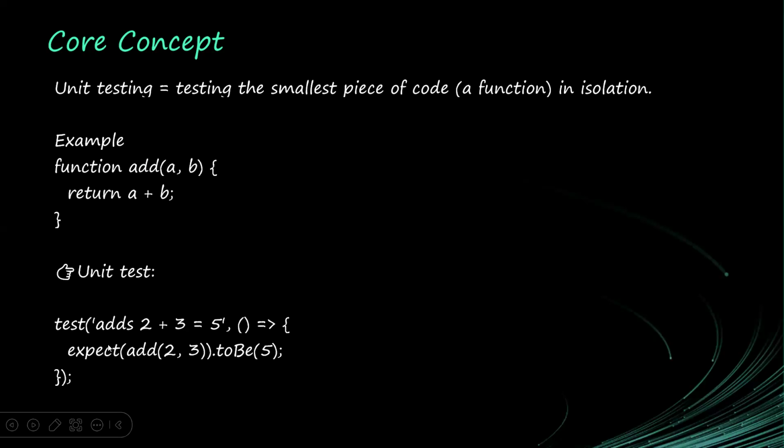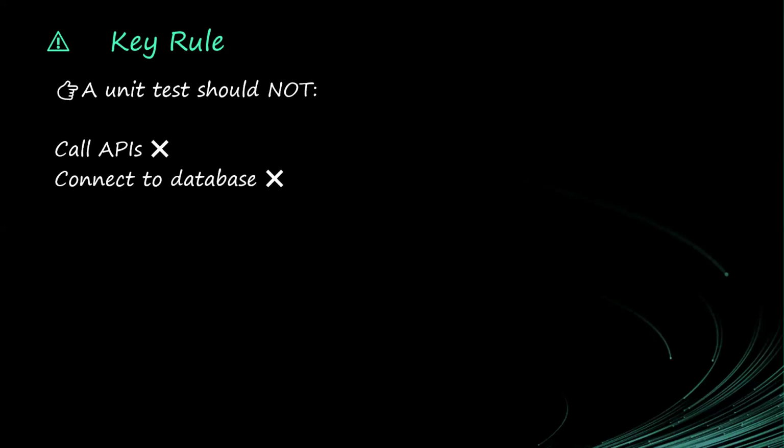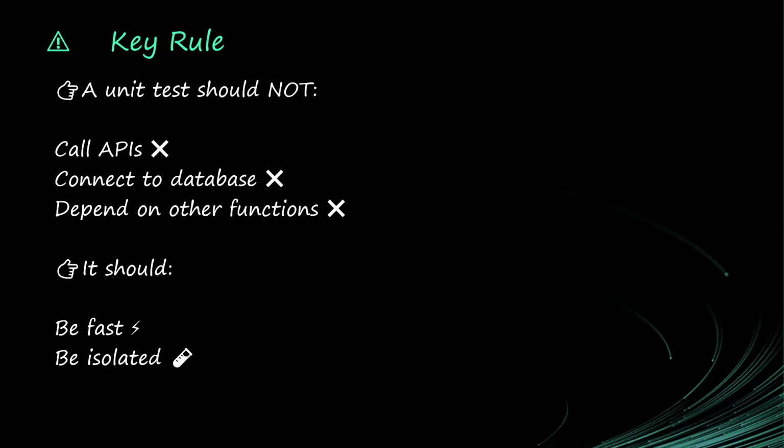Okay, so we are going to see more of this. These are the functions that come with Jest. We're going to see them in real action. So the key rule here is this: a unit test should not call APIs, it should not connect to a database, all right? It should not depend on other functions. We have what we call integration test. An integration test is a test that actually combines or integrates two or more functions. Do you understand? But a unit test works in isolation. It's just one unit, one function at a time. So it should be fast, it should be isolated, and it should be very, very predictable.